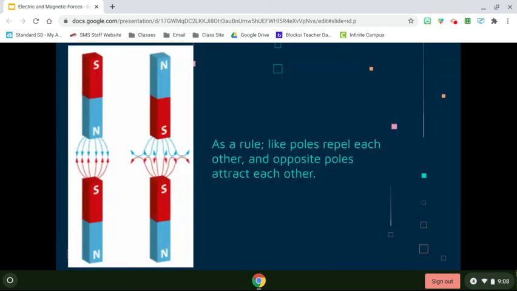As a rule, like poles repel each other and opposite poles attract each other. As you can see, the North Pole is attracted to the South Pole, yet you can see that the two South Poles are repelled by each other.